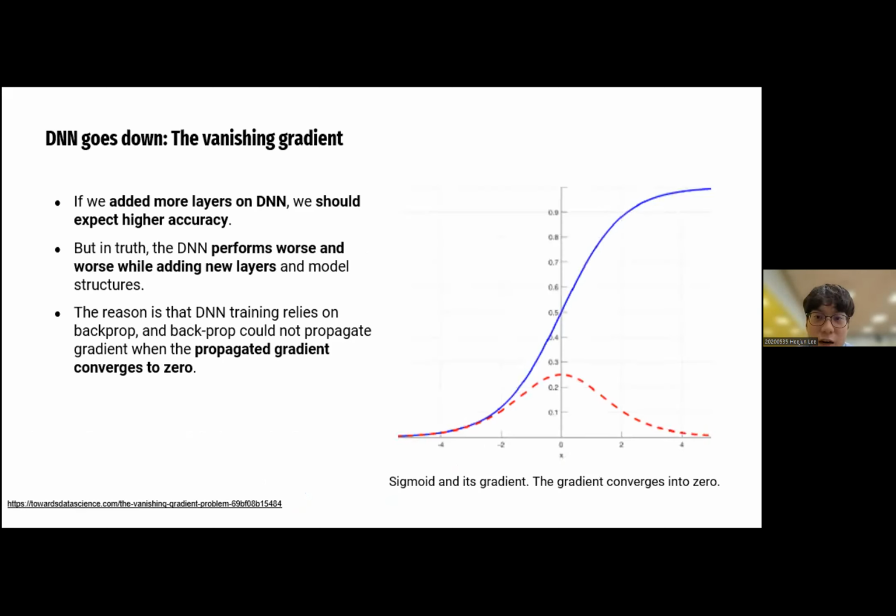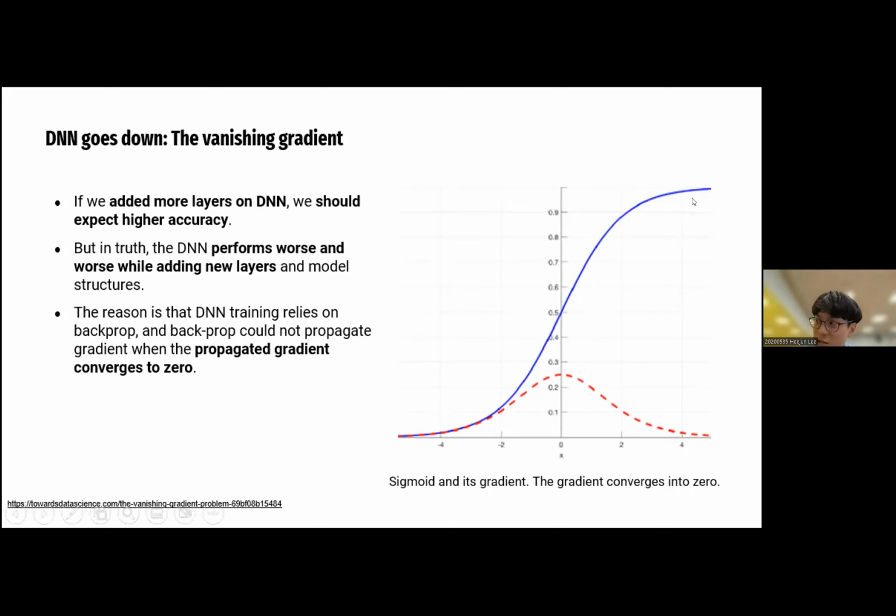The deep neural network was going down during this period mostly because of the vanishing gradient problem. People were struggling with training deep neural networks because of vanishing gradients. If we add more and more layers to a deep neural network, we should expect higher accuracy because we increase the complexity of the network, and that increased complexity should not affect previous performance. But in truth, the deep neural network performs worse and worse while adding new layers to the model architecture. The reason is that deep neural network training relies on backprop and sigmoid activation functions, and backprop with a sigmoid activation function could not propagate the gradient when it converges to zero.